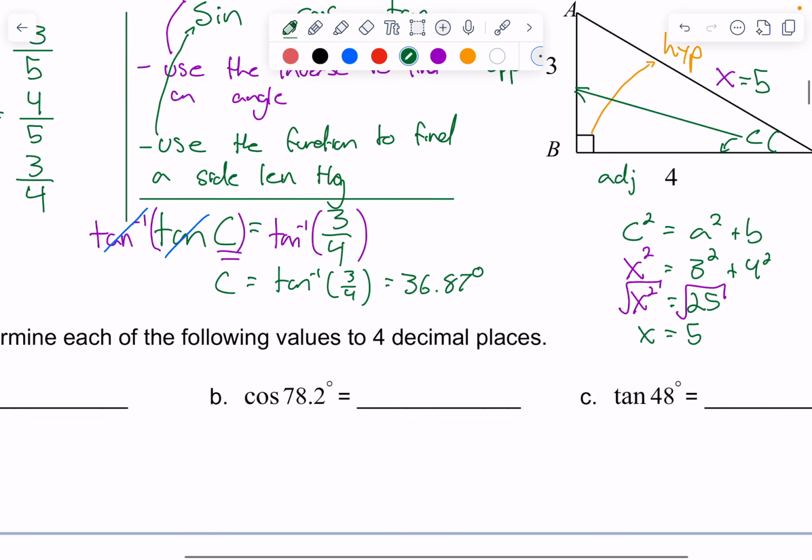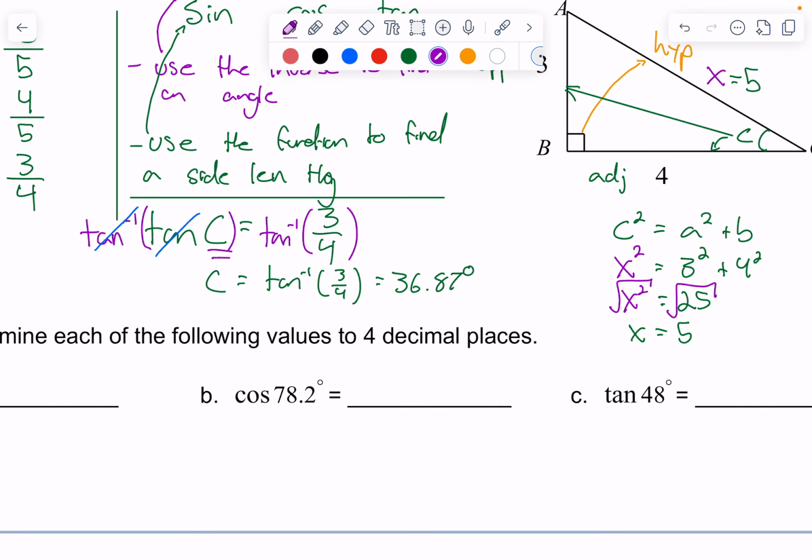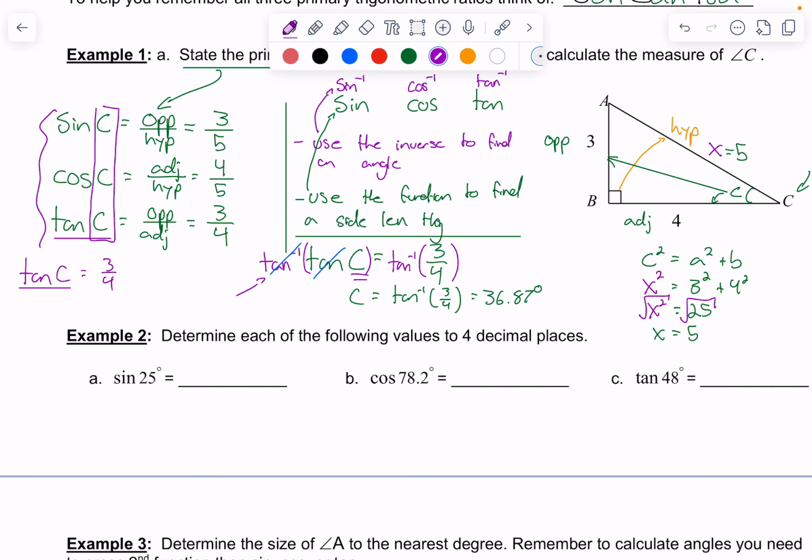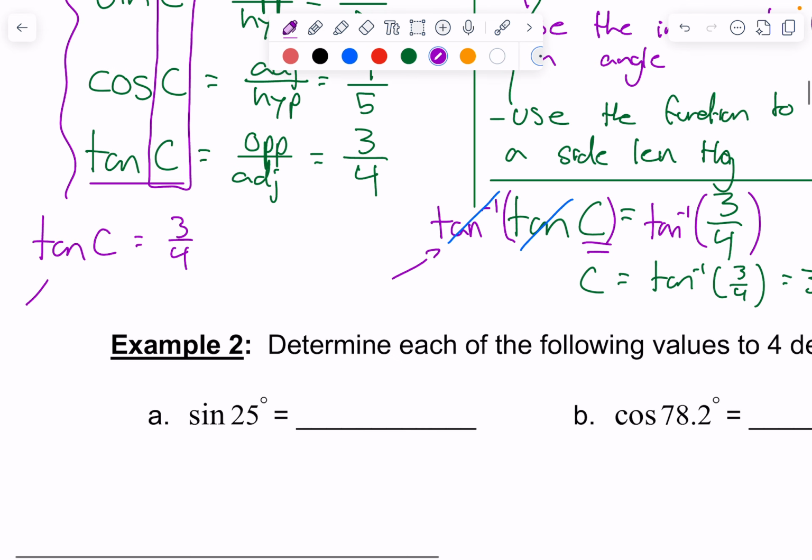Okay? Now let me just elaborate on this. The reason you have to use these inverse buttons is because for tan C equals 3/4, you are not able to get rid of this tan right here by dividing by tan. That means nothing. Tan on its own means absolutely nothing. Okay? You cannot divide by tan. Please never do that. The way you isolate for this angle, if the unknown is the angle, you need to apply your inverse operation. And we will do more examples of that, okay?